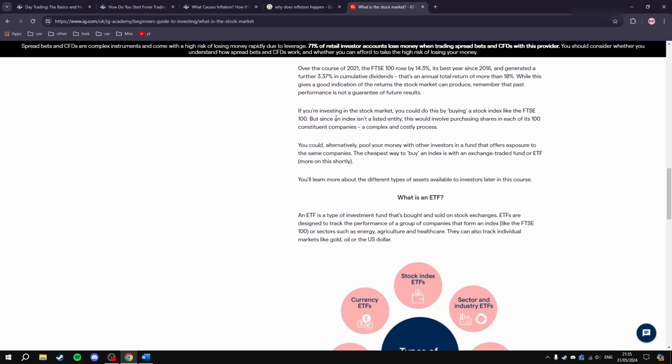Over the course of 2021, the FTSE 100 rose by 14.3%, its best year since 2016, and generated a further 3.37% in cumulative dividends. That's an annual total return of more than 18%. That's massive. While this gives a good indication of the returns the stock market can produce, remember that past performance is not a guarantee of future results.